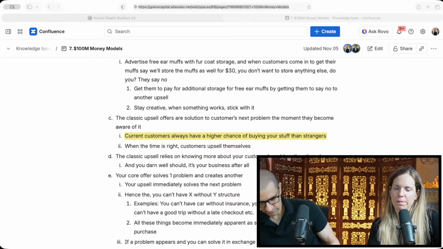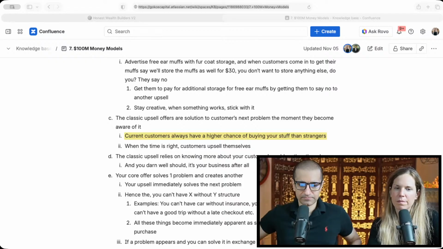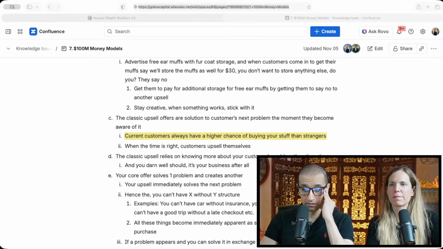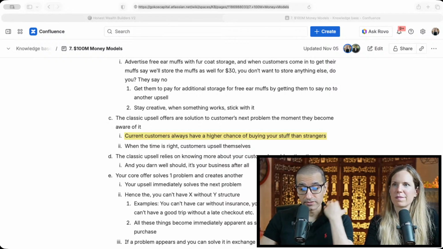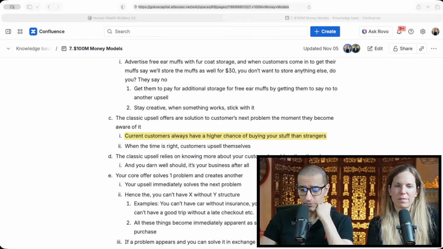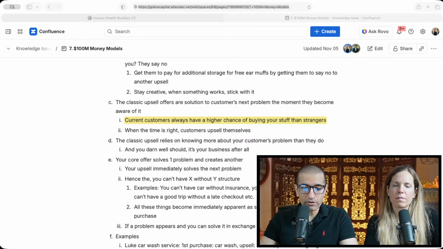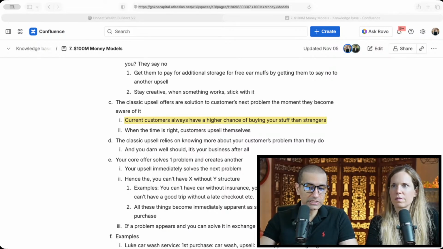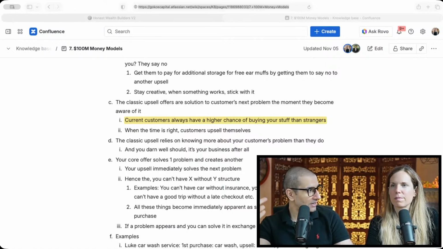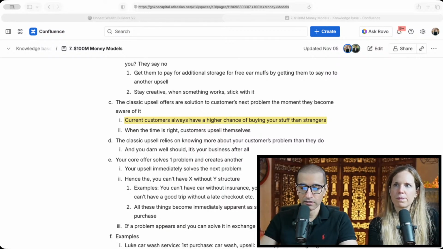Yeah. All right. Okay, so let's power through this because we are a little bit behind, but we'll cover it. So get them to pay for additional storage for free earmuffs by getting them to say no to another upsell. Stay creative. When something works, stick with it. So it started working. They tested it out on like 5 customers. All 5 of them took it. So they were like, all right, we're just going to make this thing for everyone.